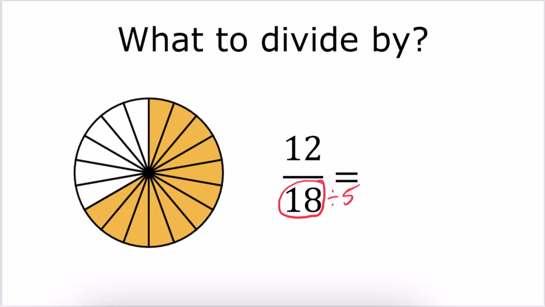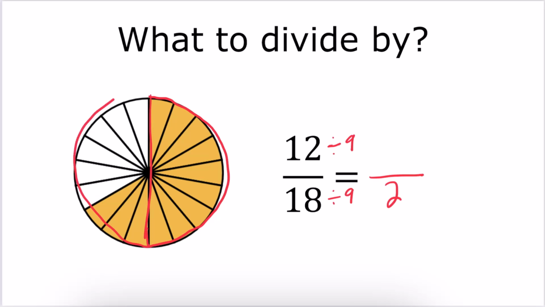So let's pick another random number that the denominator is divisible by, like let's say the number 9. So if I do 18 divided by 9, this should give me the number 2 or a half when I do the division. And if we look at it, that does work out that way because we have 1, 2, 3, 4, 5, 6, 7, 8, 9 pieces. And when we group them together, that makes a half. And when I take the remaining 9 pieces and group them together, that makes another half.